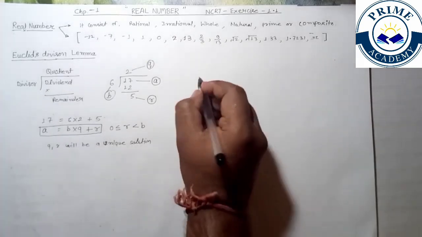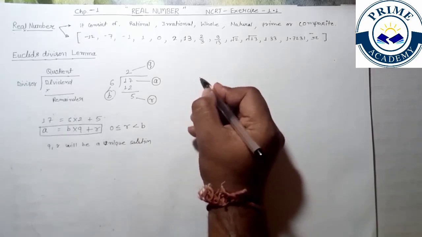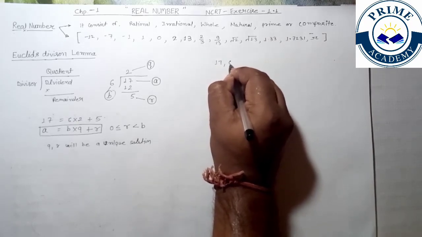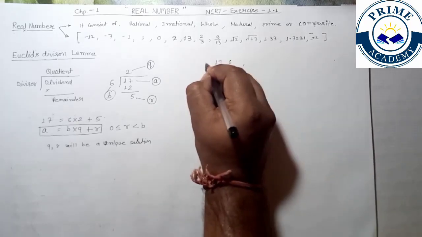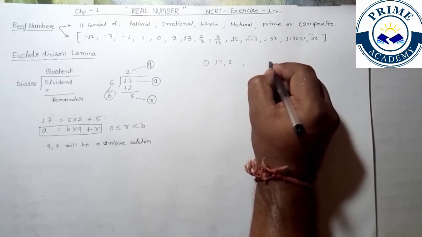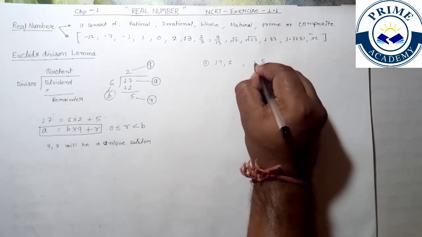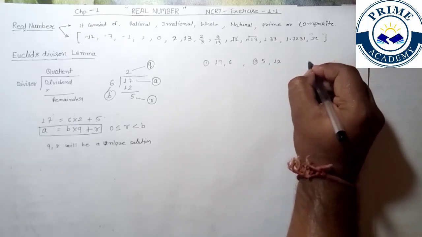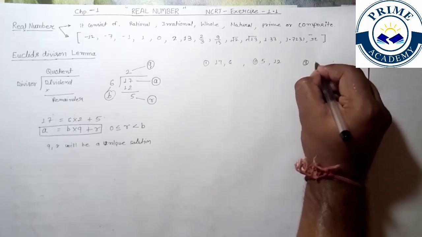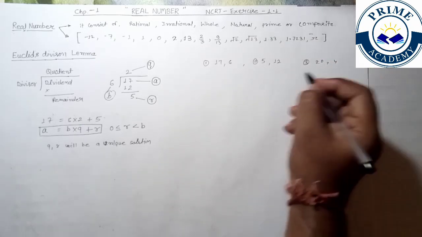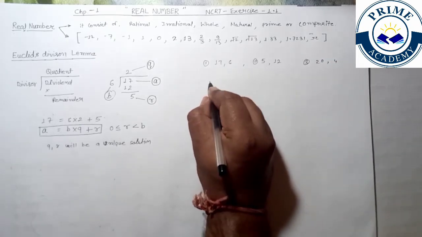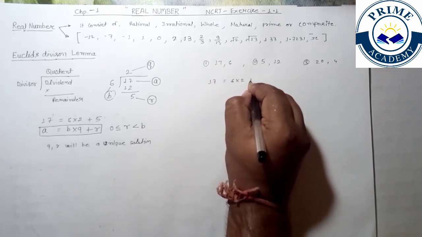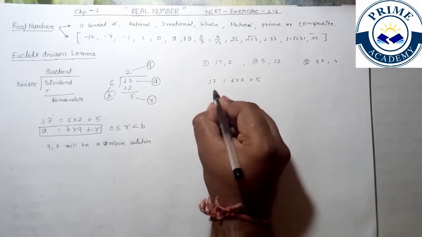Let's see some further examples. 17 divided by 6 was my first, which I have already done. Next one, 5 divided by 12. As the third, suppose 20 divided by 4. Now, for 17, can I write 6 into 2 plus 5?